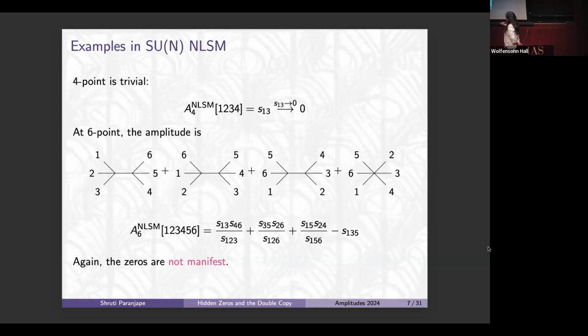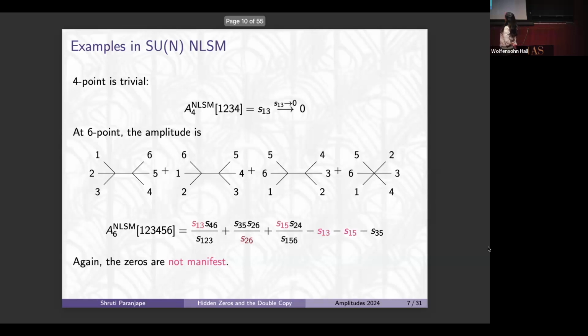So I remind you, the first one is s13, s14, s15 goes to 0. On that kinematics, this is what the amplitude looks like. You can show that it vanishes. Similarly, for the other one, some things go to 0, some pole terms change, and the amplitude vanishes. But it's not manifest, and it requires all pole contributions.